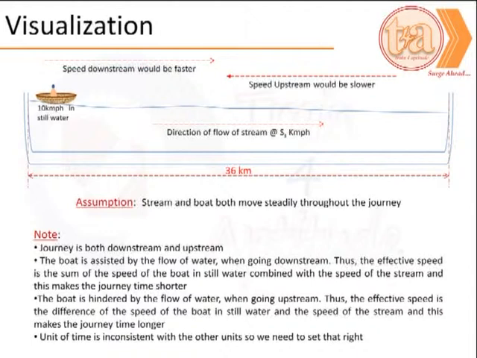The boat, when moving upstream, is hindered by the flow of water, and therefore the effective speed would be the difference of the speed of the boat and water, and this makes the time for journey longer. The unit is inconsistent, and we might need to ensure that it is consistent.